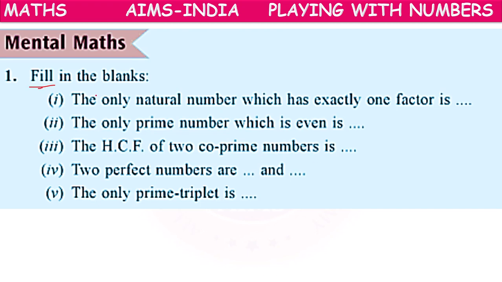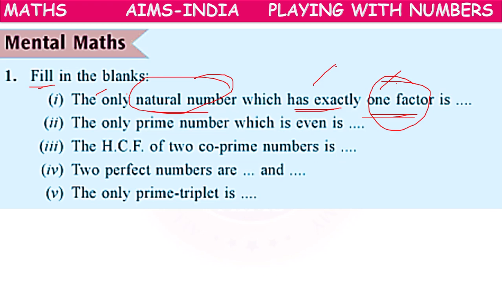Blanks, children. The only natural number which has exactly one factor. So what is the natural number which is having exactly one factor? The answer is 1.